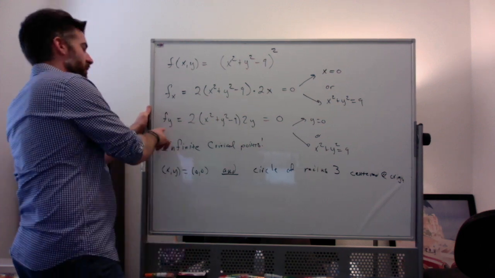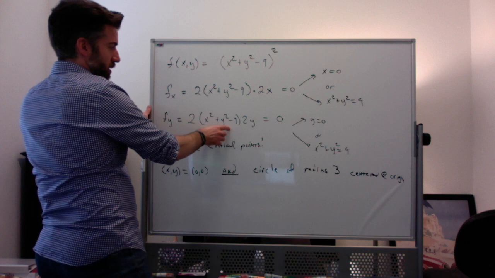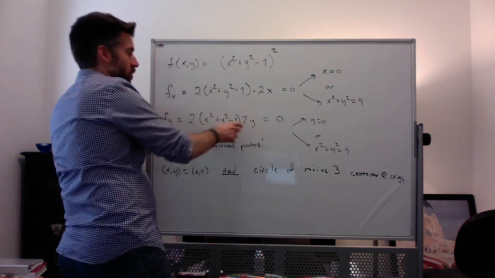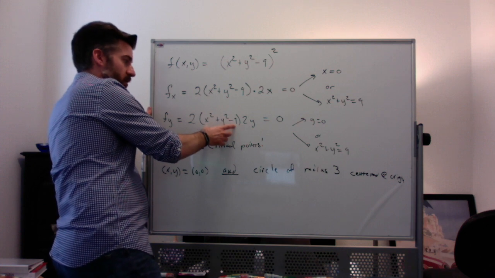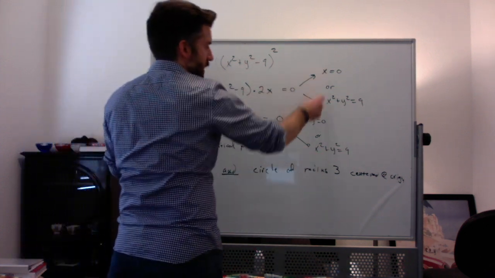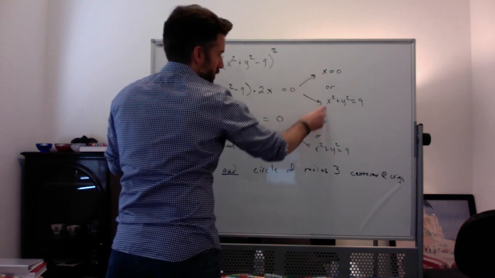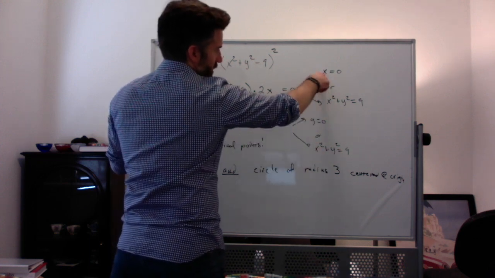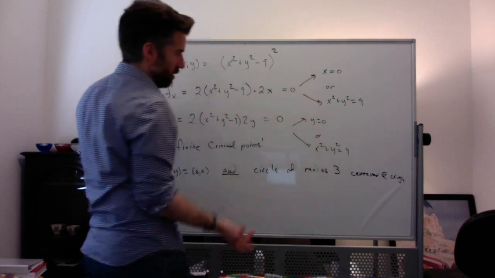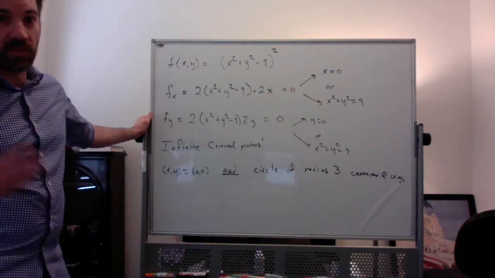In a similar way, fy equals 2 times (x squared plus y squared minus 9) times 2y equals 0, which means you either get y equal to 0 or x squared plus y squared minus 9 equal to 0. So again, on the circle of radius 3. So you can have either this and this, or this and this, and so on. But this and this is just one of the points on the circle, where x is 0 and y is plus or minus 3. So we end up getting an infinite number of critical points.